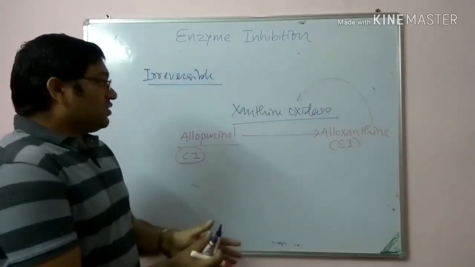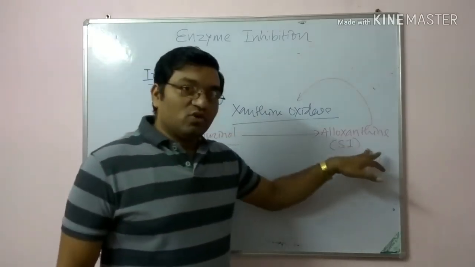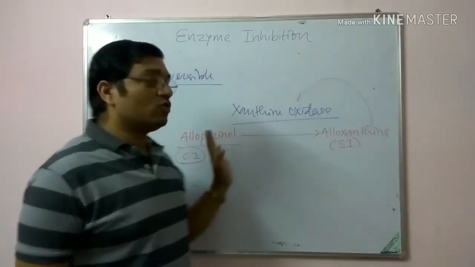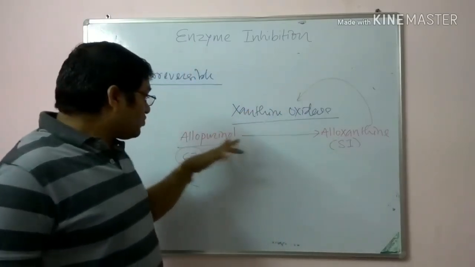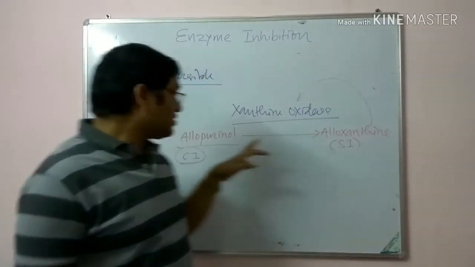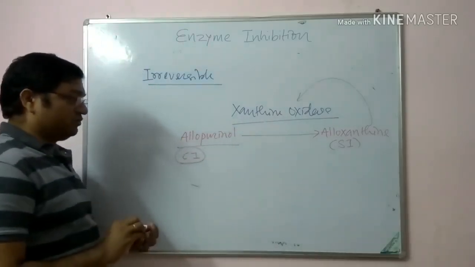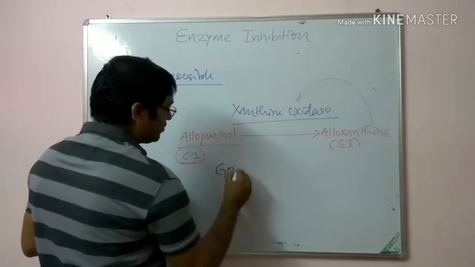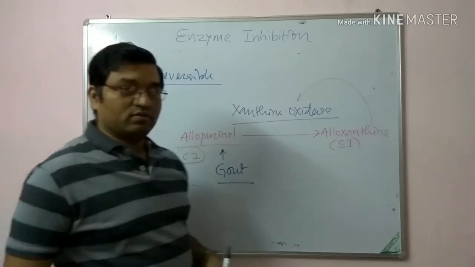This enzyme causes conversion of allopurinol to alloxanthine. Alloxanthine is a more powerful and more potent inhibitor of xanthine oxidase than the allopurinol. That's why it is known as suicide inhibition. The enzyme itself causes conversion of allopurinol to alloxanthine, and this is the commonly prescribed drug in the treatment of gout. So it is very important in the treatment of gout. We use allopurinol as a drug.